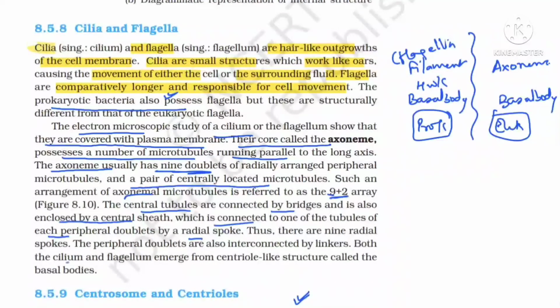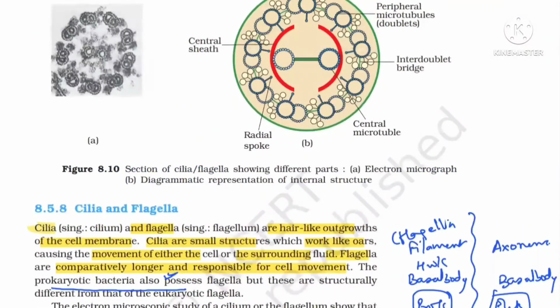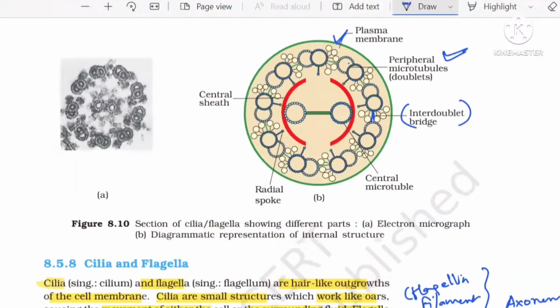So both the cilia and flagella emerge from the centriole-like structure called basal body. Clear, beta? So you can see here, this is the plasma membrane. Peripheral microtubules are doublet. Here interdoublet bridge is there. And these are your dyneins, which they have drawn. This is a central microtubule pair, which is surrounded by central sheet. Radial spokes, they are not touching the central sheet. Please remember in this diagram.